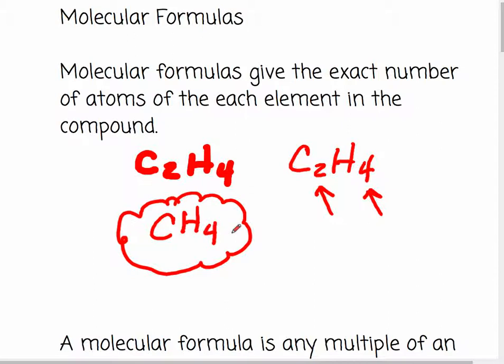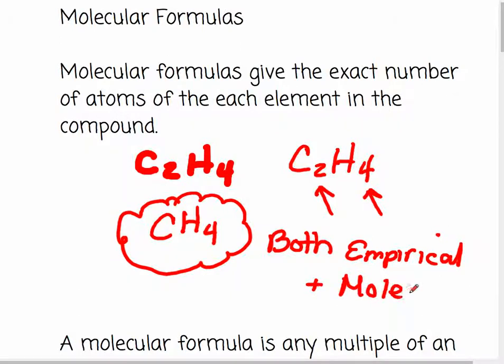But you're saying to yourself, this is an empirical formula. And that's true. This is both empirical and molecular. Because it's telling me I have 1 carbon and 4 hydrogens, and it's also empirical: you have a ratio that cannot be reduced to whole numbers any further. 1:4.